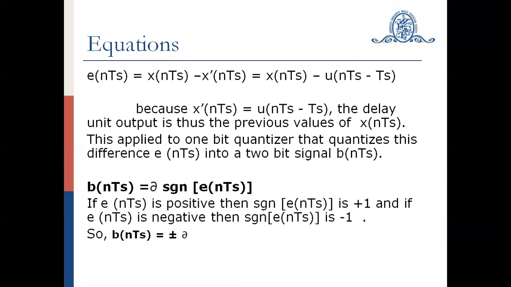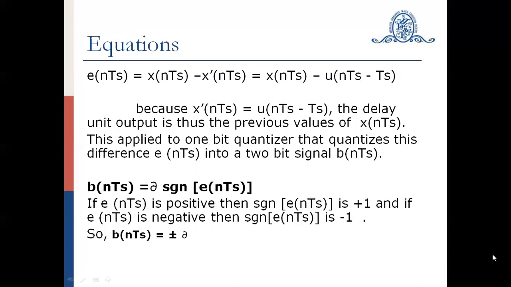B of nTs is delta times sign of E of nTs. So if E of nTs is positive, then the sign of E of nTs is plus 1, otherwise it will be minus 1. So B of nTs will be nothing but plus or minus delta, that is plus or minus step size. So the input to the delay unit in this transmitter is U of nTs equal to U of nTs minus Ts plus B of nTs.